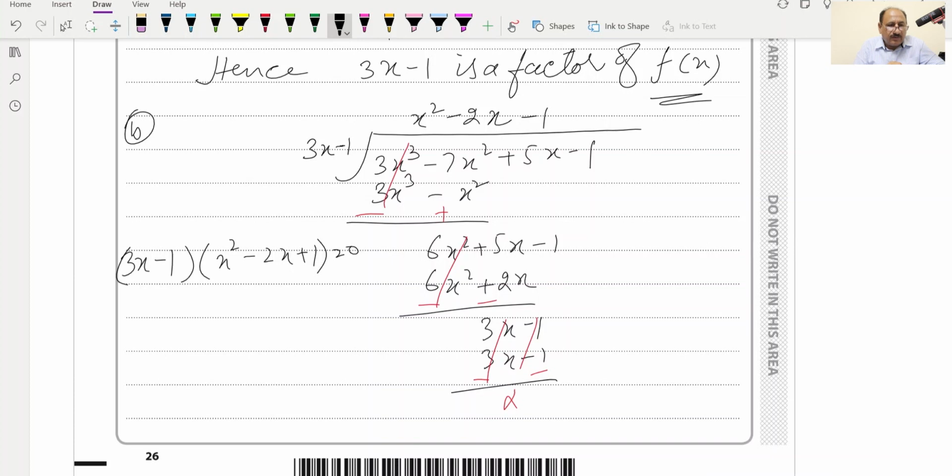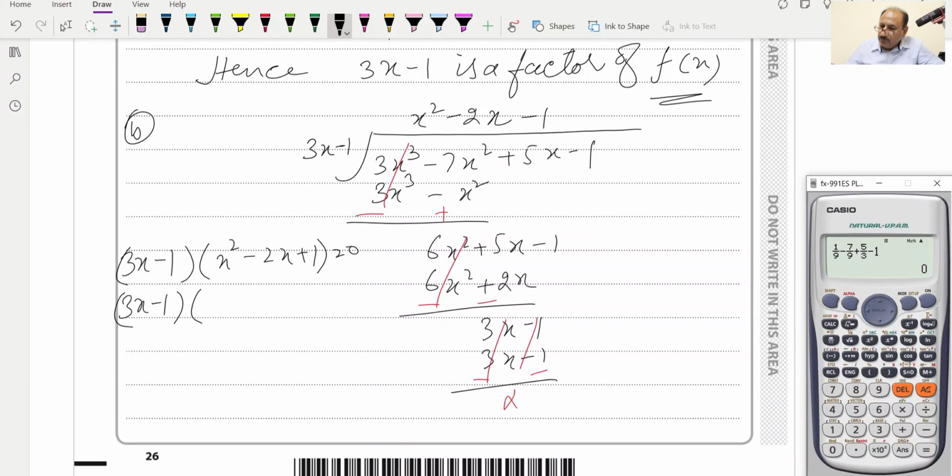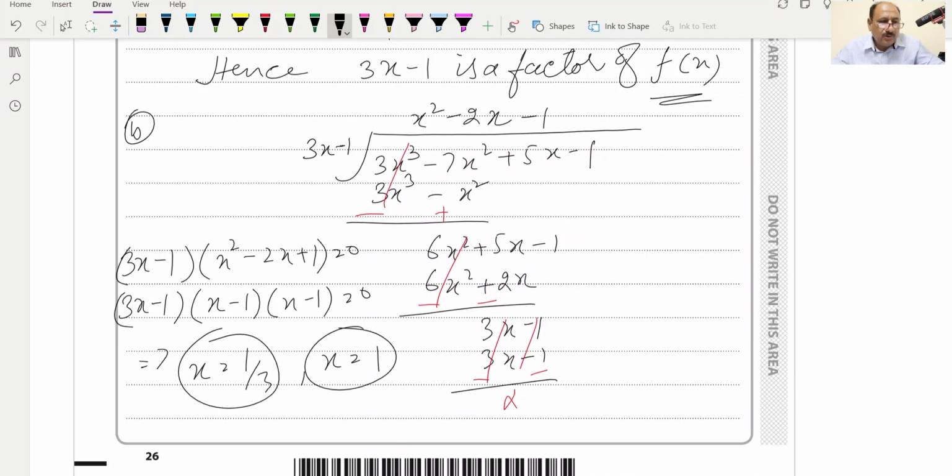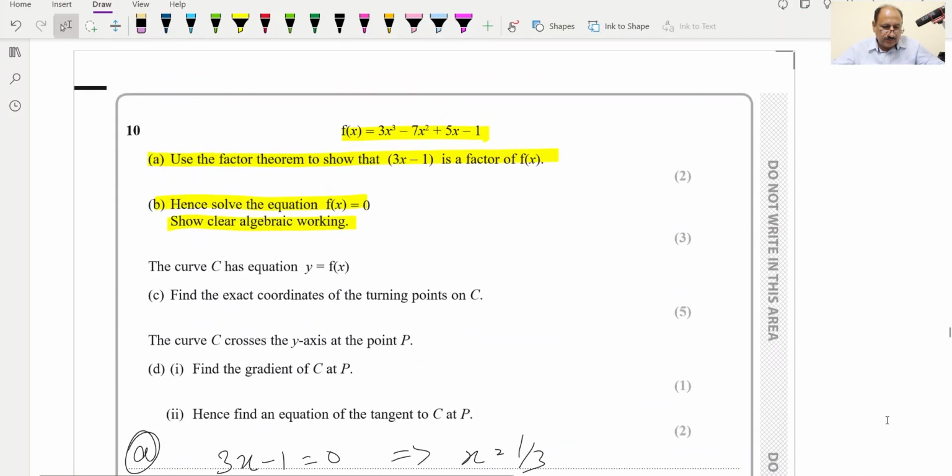And now we can factorize this one as it is, and this will be mod 5 3. Here the coefficient of x squared is 1, the coefficient of x is minus 2, and the constant is 1, so we'll get only one repeated factor. So x minus 1 into x minus 1 is equal to 0. This implies x is equal to 1 by 3 and x is equal to 1. So these are the two solutions they have asked for.